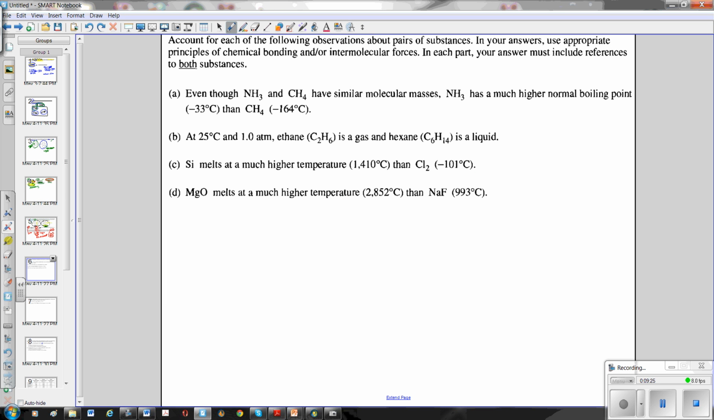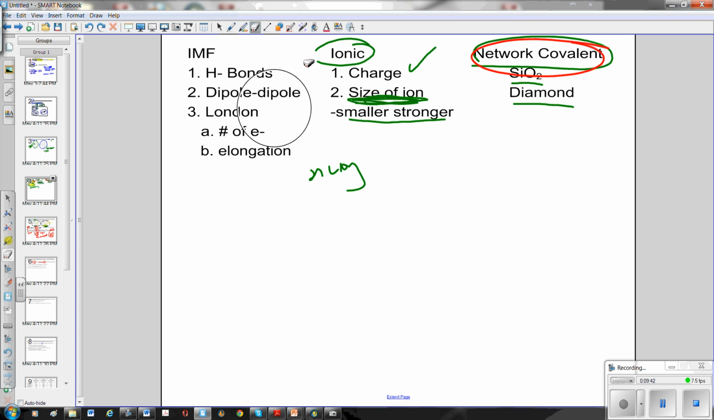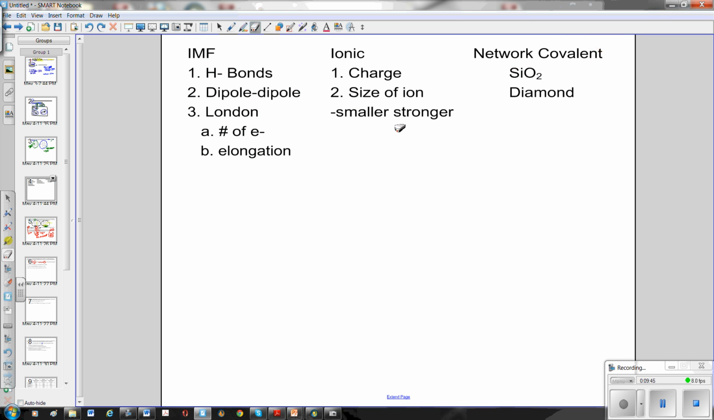Here's another typical IMF question. They tell you NH3 and CH4 have similar molar masses. Why does NH3 have a higher boiling point than CH4? It's more sticky. Look at the difference in the values. We come back to the table here, and what do I notice?